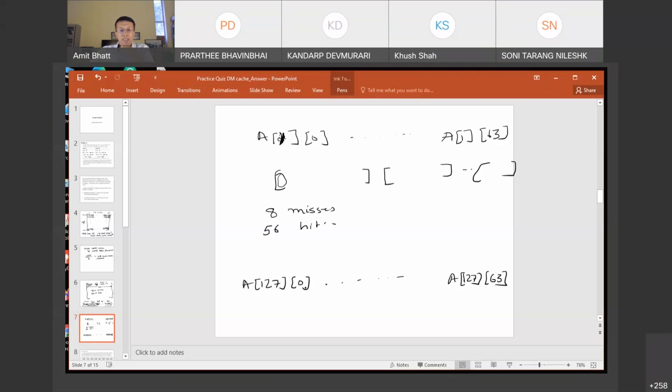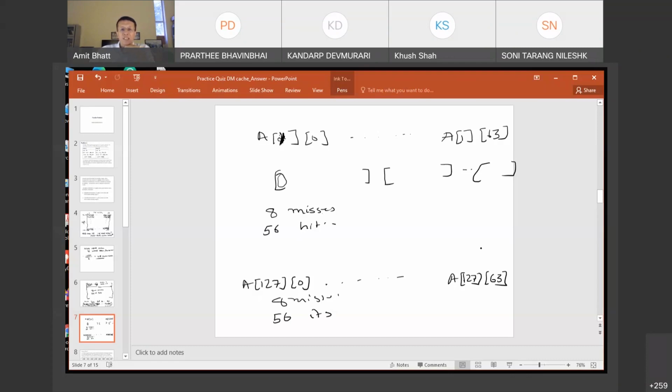So again, you will get for this cache line, for this row, 8 misses and 56 hits, again using the same calculation. Okay, now that we have done it, what have we learned from this?